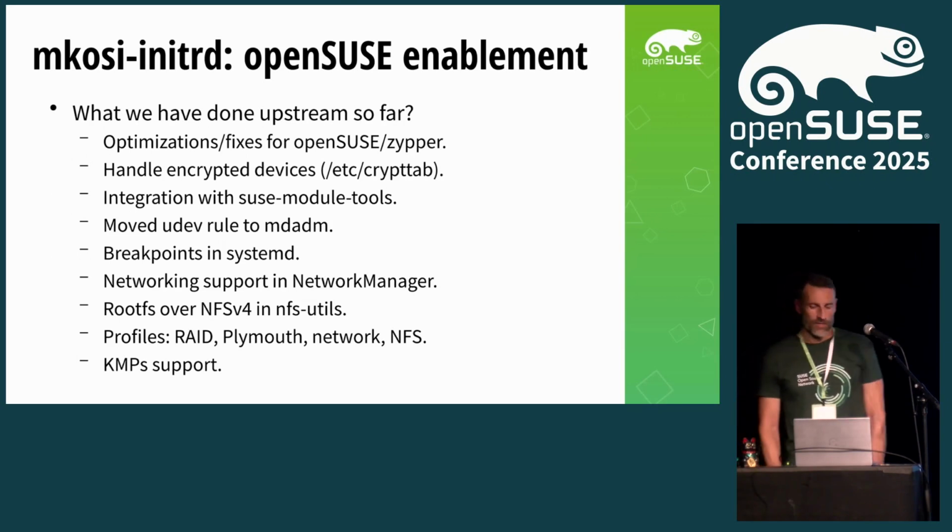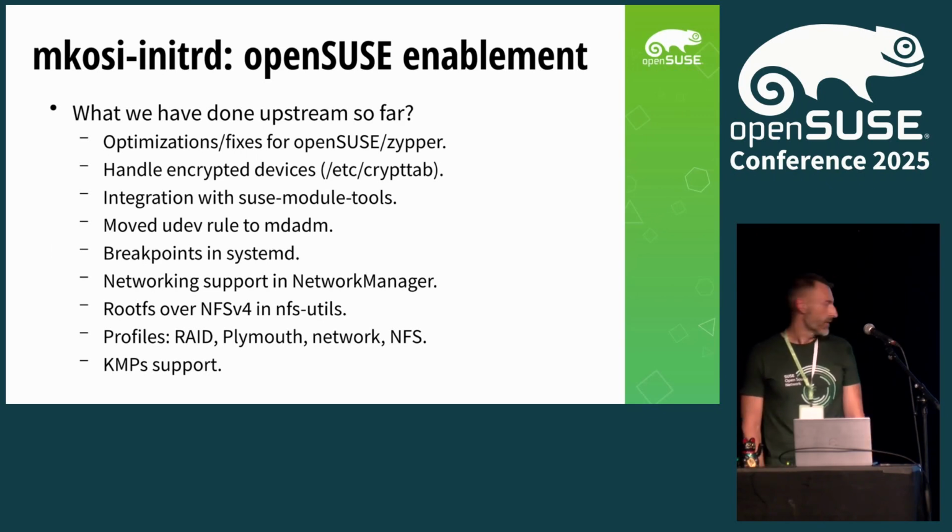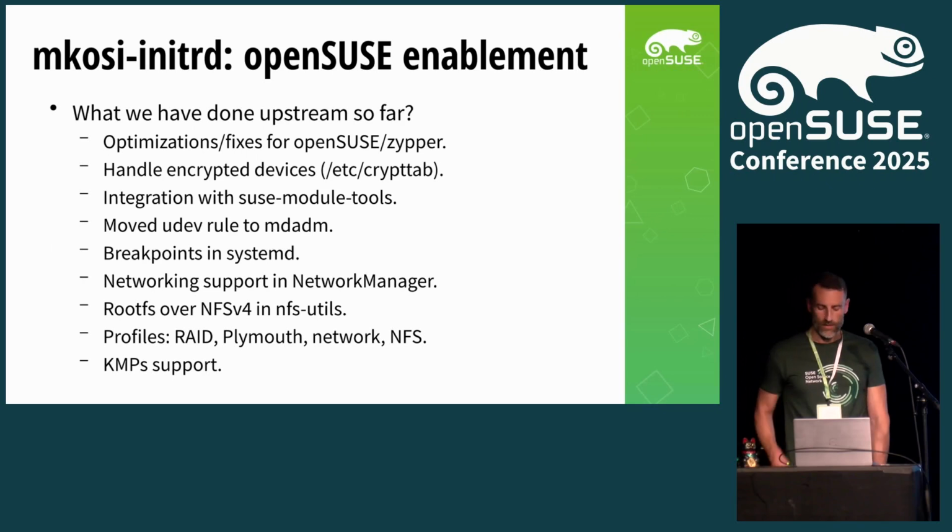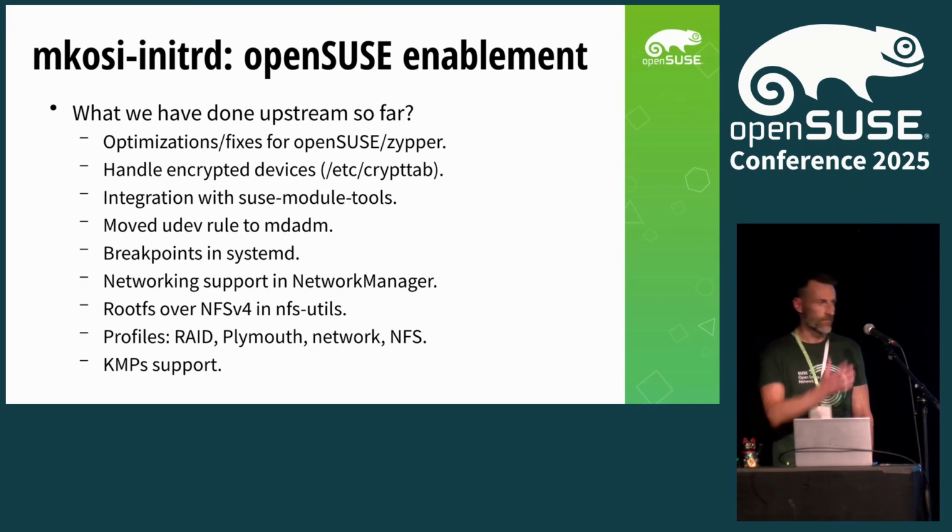What have we done upstream so far? Optimization fixes for openSUSE zypper, handling input devices, integration with SUSE module tools, multipath and udev rules, mdadm, breakpoints in systemd, networking support in NetworkManager, rootfs over NFS in nfs-utils, some profiles for mkosi-initrd, and support for kernel module packages. As you can see, it's working in different projects, and trying to move things out of dracut.